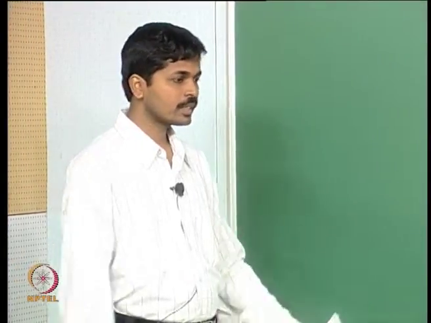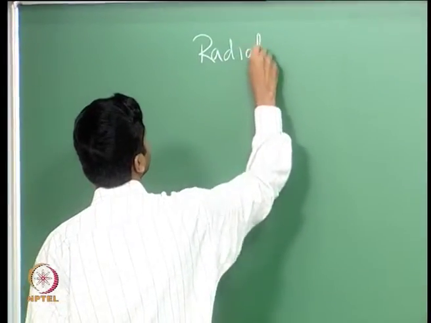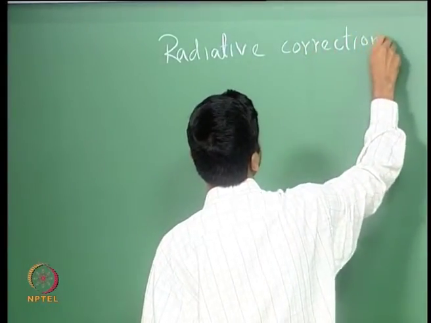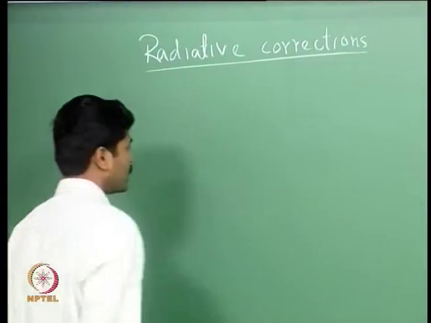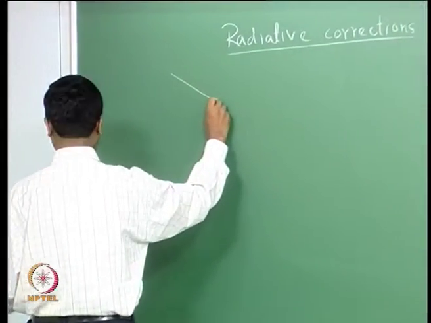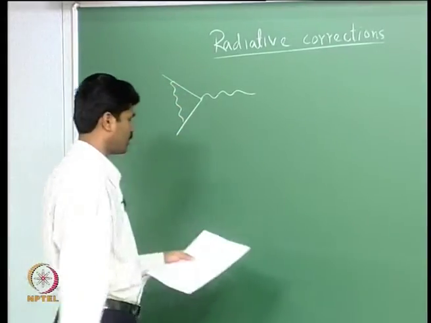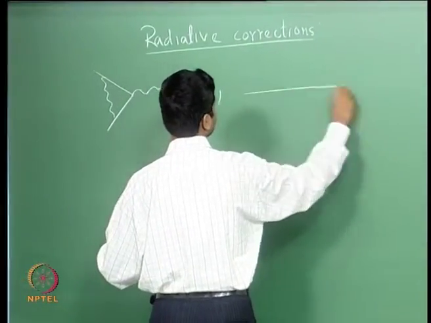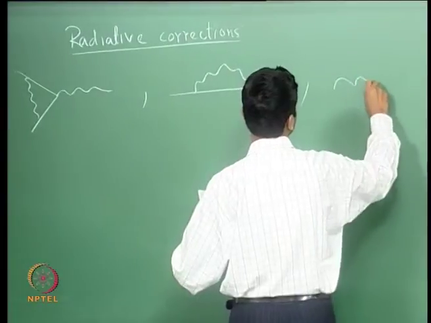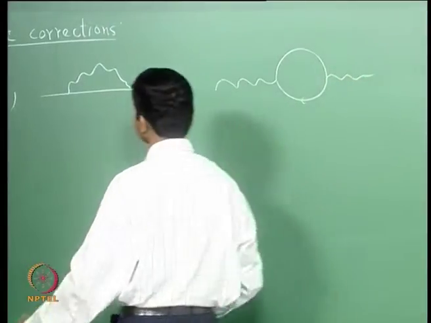Okay, so we have been discussing the radiative corrections. What we have seen is that at the one loop level, these three diagrams are relevant. This is one, and then we have this diagram. Finally, we have a diagram like this, where there is a fermion loop in between.